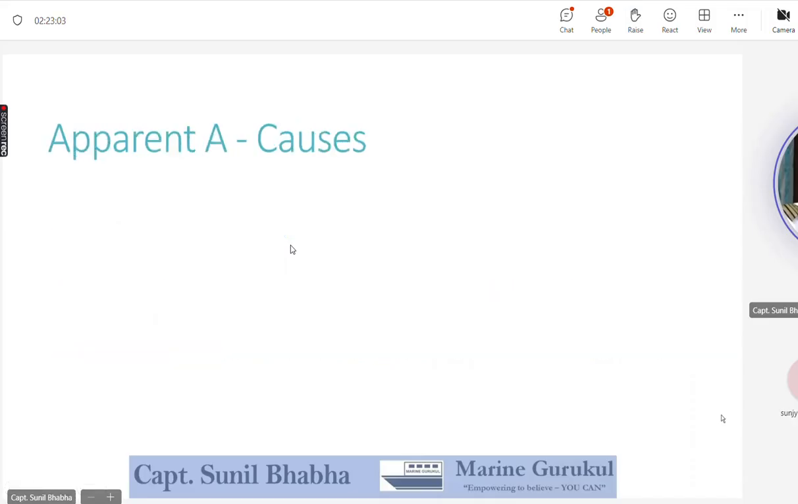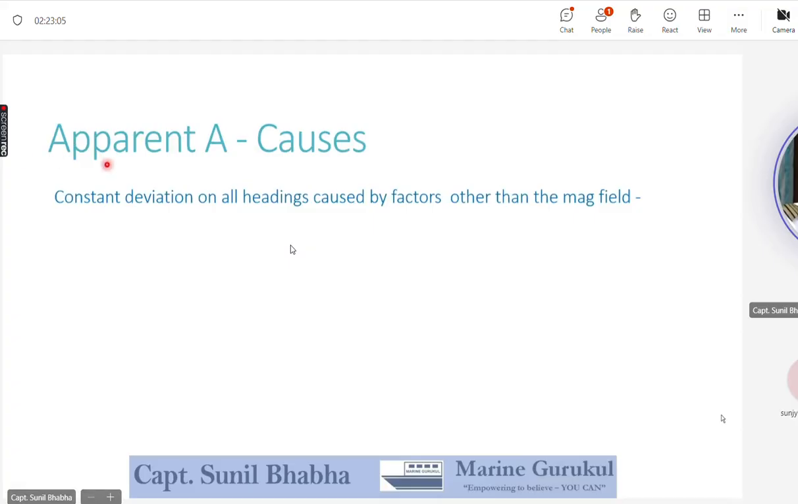Now the second component of coefficient A, which is known as apparent A, is basically the constant deviation on all headings caused by factors other than the magnetic field. So any reason, any cause other than the magnetic field which leads to a constant error on all the headings will come under apparent A. There can be numerous reasons for generation of apparent A. Some of the examples, some possibilities which could lead to this kind of an error.